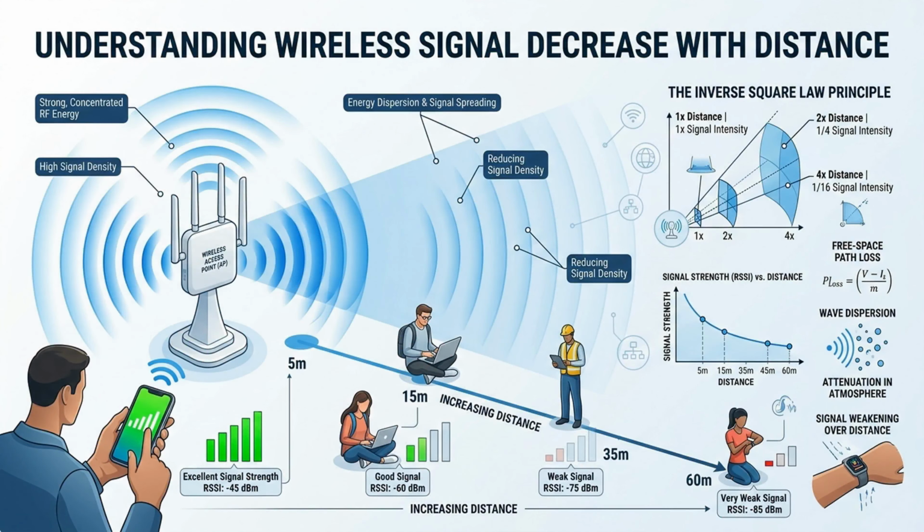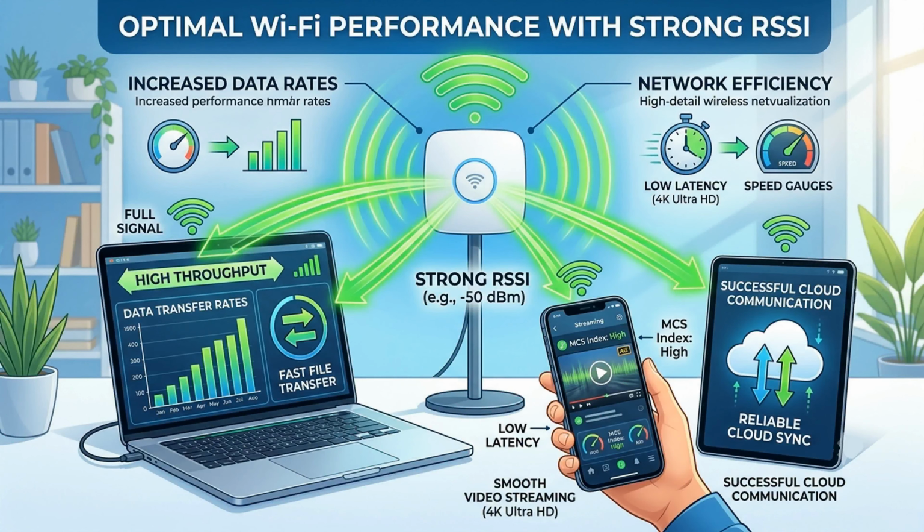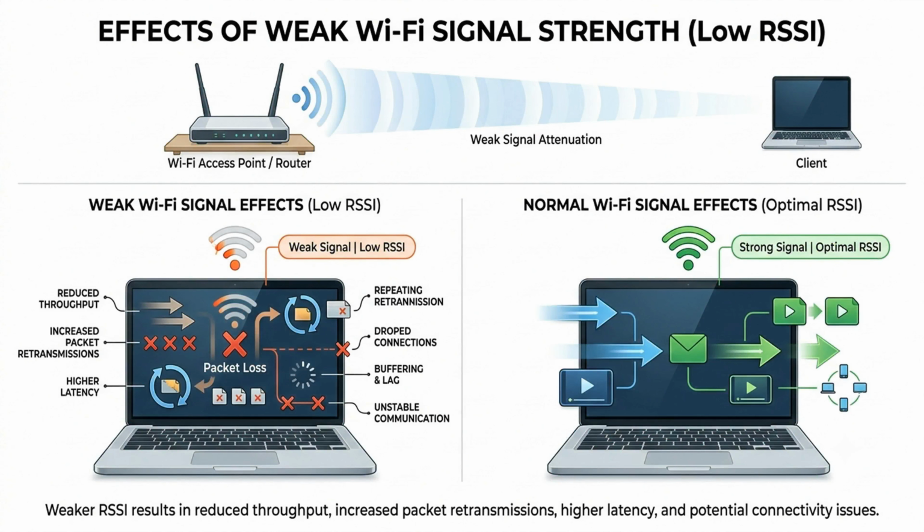This reduction in signal strength occurs due to the natural spreading of electromagnetic waves in space, commonly described by the inverse square law as well as other RF propagation characteristics. A stronger RSSI typically results in more reliable communication, higher data rates and better overall Wi-Fi performance. Conversely, a weaker RSSI can lead to reduced throughput, increased packet retransmissions, and potential connectivity issues.